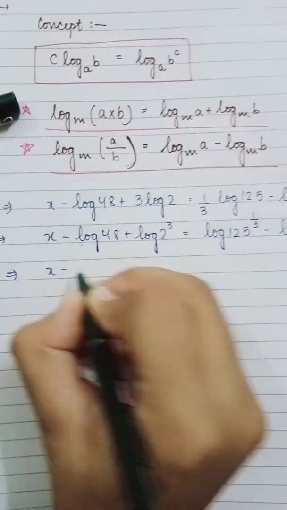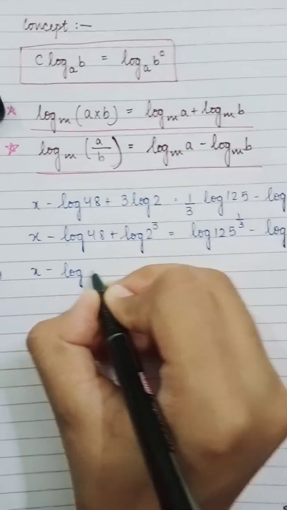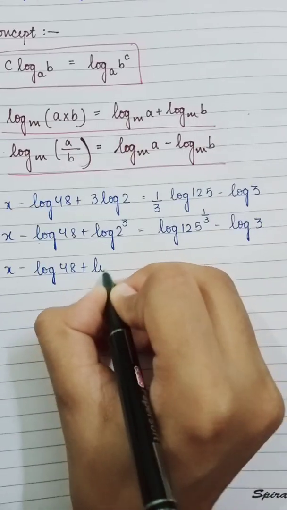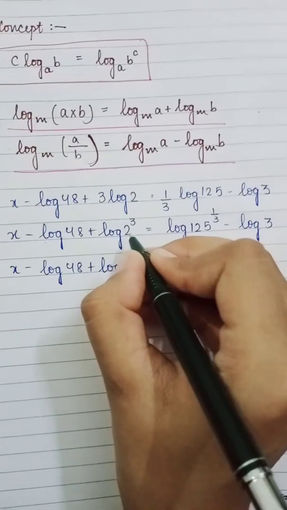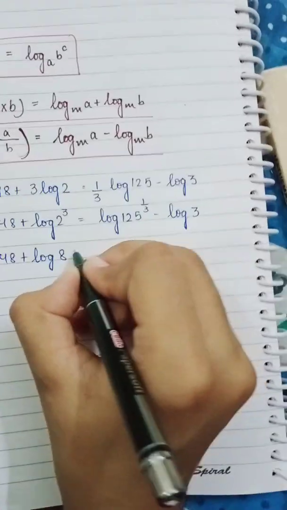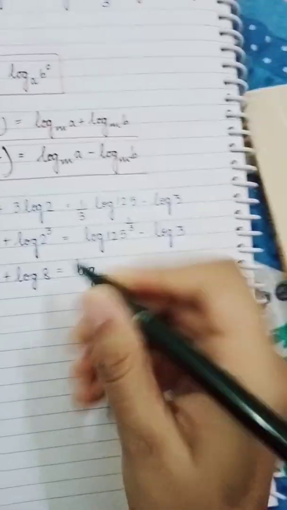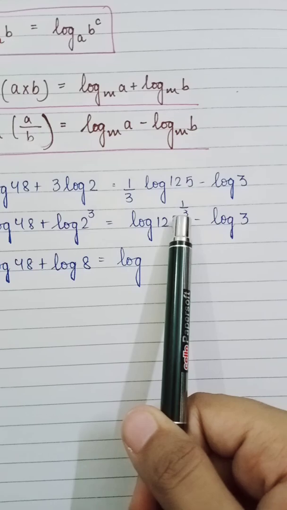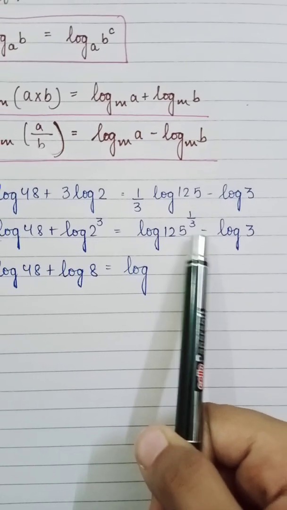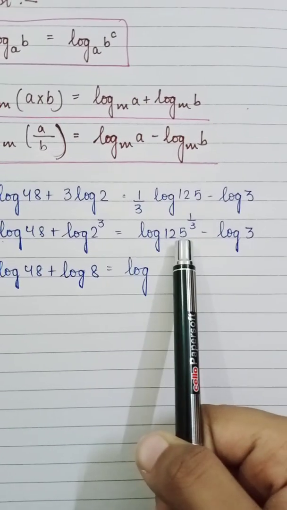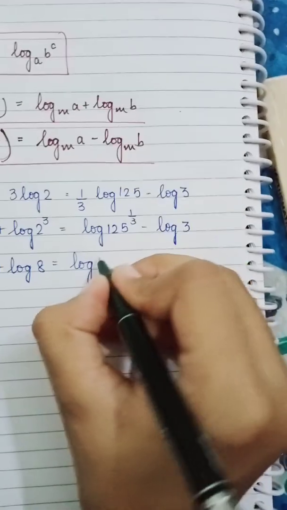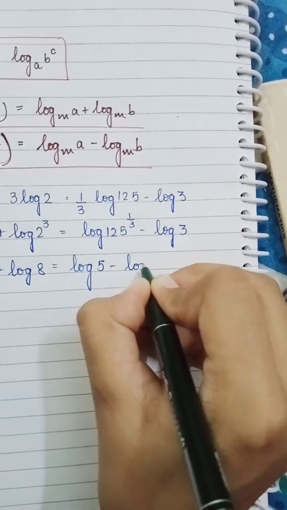Now it will be written as x minus log 48 plus log 8, because 2 raised to the power 3 is 8, is equal to log, and 125 raised to the power 1 by 3 will be the cube root of 125, and the cube root of 125 is 5, minus log 3.